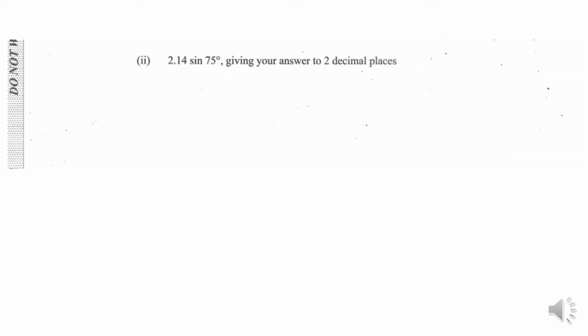Next, we have 2.14 sine 75 degrees, giving your answer to 2 decimal places. Okay, 2.14 sine 75. All they're asking us is 2.14 multiplied by the sine of 75. Now this is very easy because you can find the sine of 75 on your calculator. And for those of you who are using your phone, you can use that as well. You just need to rotate your phones.